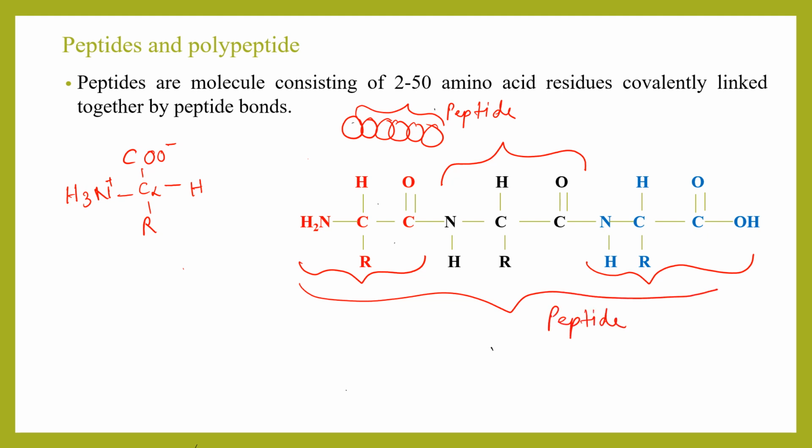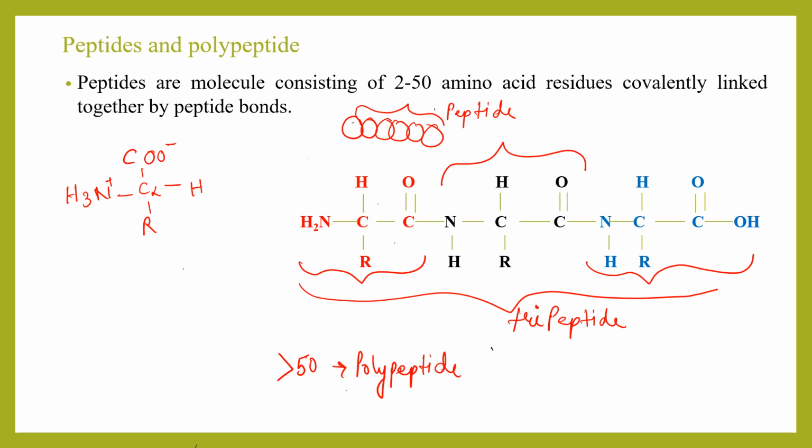Since here three amino acid residues are joined, it is known as a tripeptide. Similarly, when two amino acid residues are joined, it forms a dipeptide, and when more than 50 amino acid residues are joined, it forms a polypeptide.